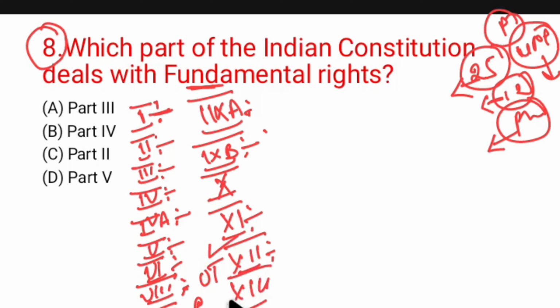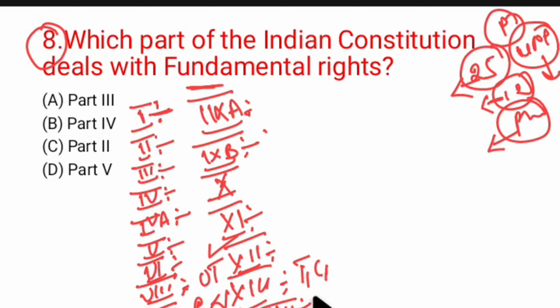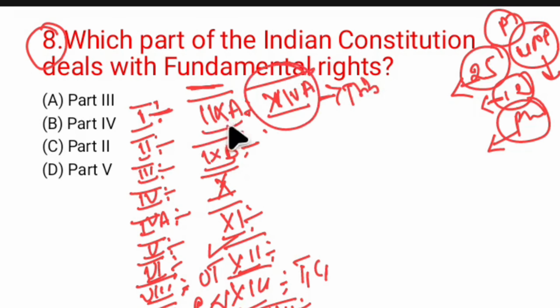Part 13, this Part 13 is borrowed from Australia. This contains provisions of trade, commerce and intercourse within the territory of India. And Part 14 services under the state and union, and Part 14A talks about what? Tribunals. This was added through 42nd Constitutional Amendment Act, and Part 9A added through 73rd Constitutional Amendment Act, Part 9B 74th, and Part 4A 42nd Amendment.